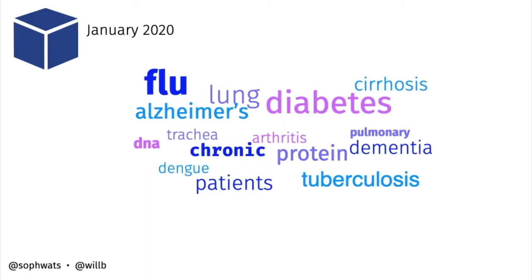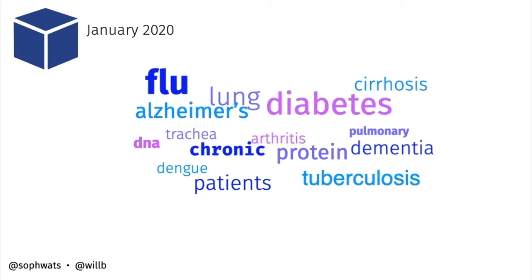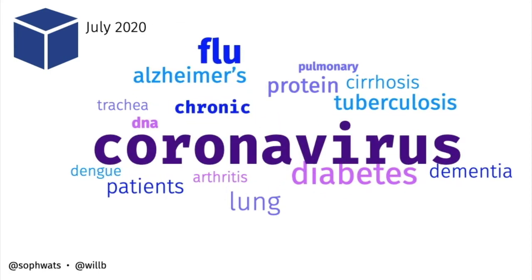Another example is in the medical industry. Suppose you trained an NLP model on medical journals back in January 2020. It might give you a word cloud that looks something like this. Now, you might have heard of this thing called the novel coronavirus, which has been causing quite an impact in medical journals in the middle part of 2020. But no models trained last year or early in this year will even know that it exists.